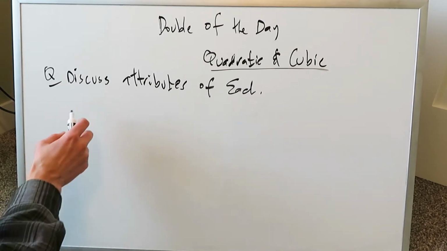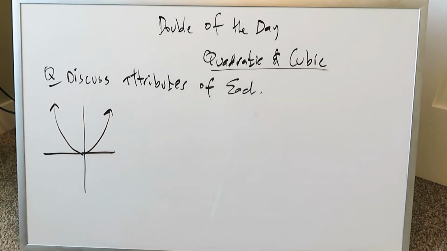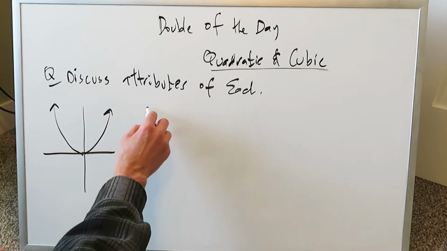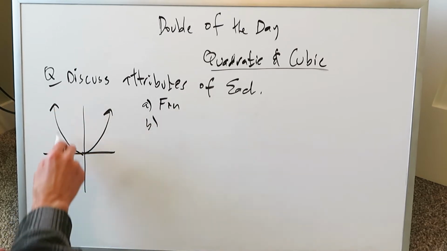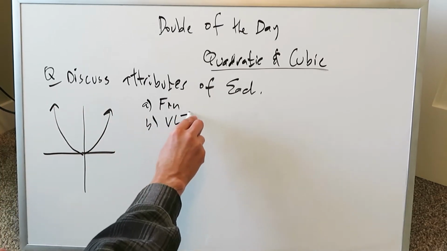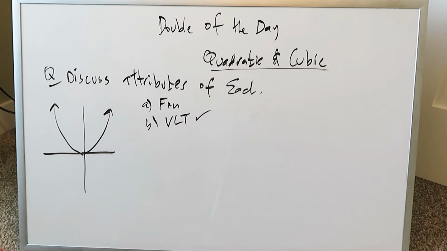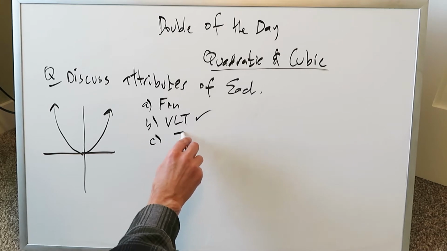Let's look at the quadratic function. It's really called a parabola, but it looks something like this. Let's start itemizing the attributes because these are things you should know. Number one, it is indeed a function because it passes the vertical line test. A vertical line will go through this curve always at only one point. Vertical line test passes. This function as it stands does not have an inverse.